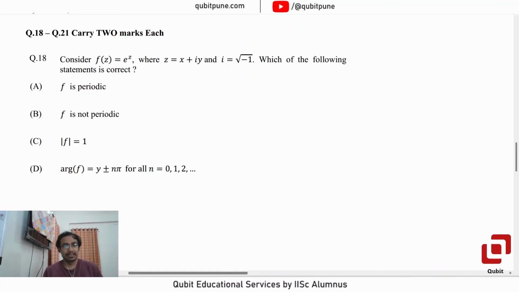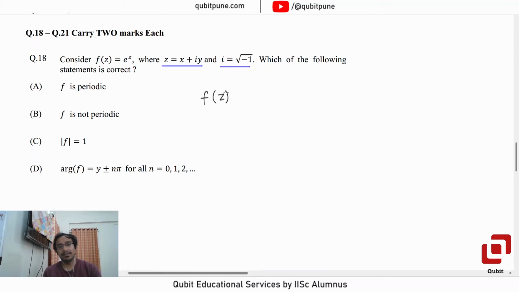Question number 18. This is now a 2 marks question. Consider f of z equal to e raised to z, where z is equal to x plus i y and i is equal to root of negative 1. Which of the following statements is correct? F is periodic, not periodic, mod f is 1. Argument of f is pi plus or minus n pi for all values of n, 0, 1, 2, 3 and so on. Okay, it's a pretty simple problem actually.